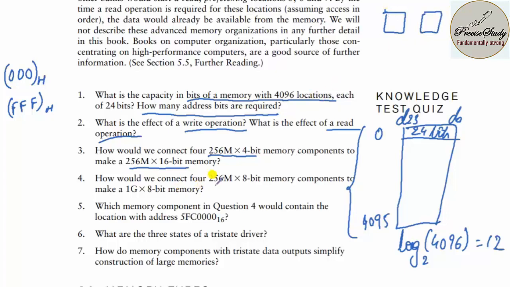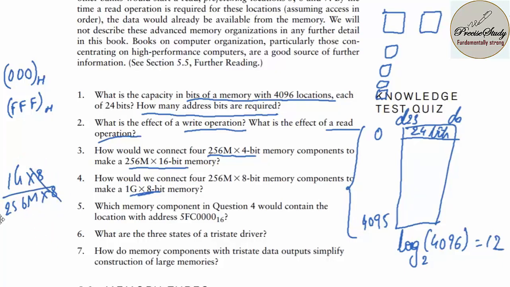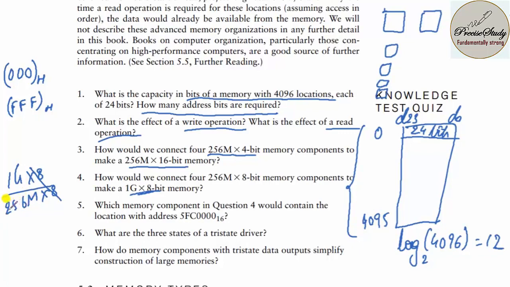How would you make 256M cross 8 into 1G cross 8? You are going to connect the blocks in parallel, 4 blocks. How do you come to know it is 4 blocks? 1G multiplied by 4, divided by the block size of 256M cross 8. The 8 and 8 cancel, leaving 256 one time and this is 4 times. So you need 4 blocks that you are going to connect in parallel.